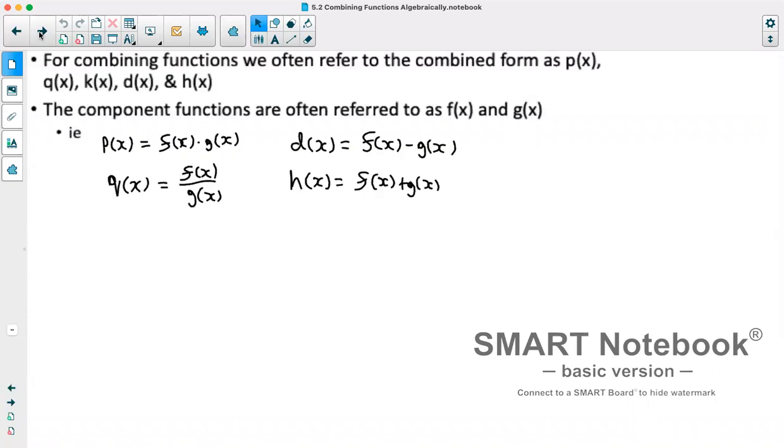So for combining functions, we often refer to our combined form as p of x, q of x, h of x, and d of x. Our component functions are usually f of x and g of x. Sometimes we'll throw in a k of x as well. Often we'll use p of x for a product function, so f of x times g of x. D of x is often used for a difference function, so f of x minus g of x. Q of x is usually our quotient function, so f of x over g of x.